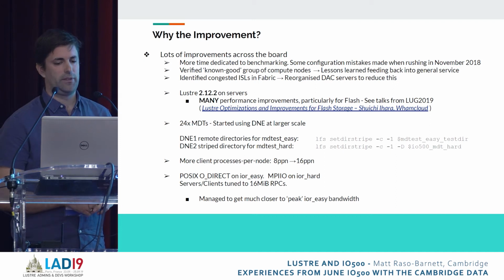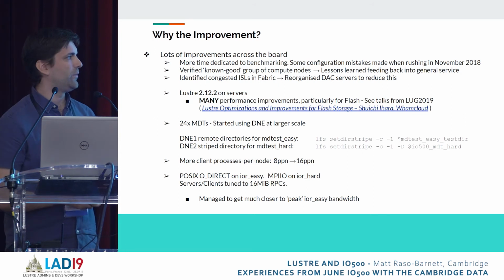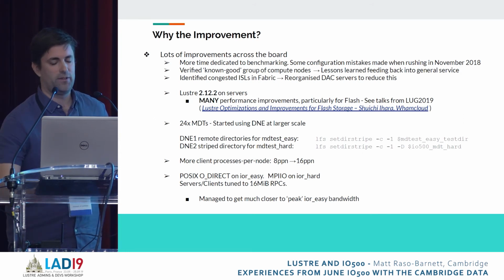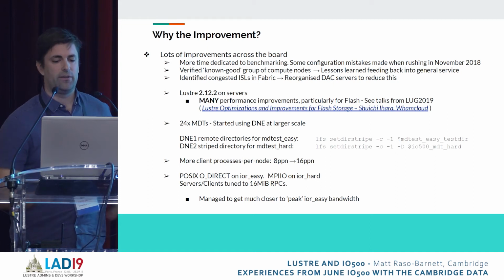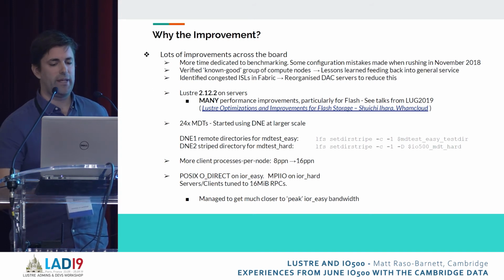Other obvious things were just using more client processes per node. That has a big impact. More client processes, with enough bandwidth and IOPS on the back end, is enough to improve things by itself. And then we're using POSIX O_DIRECT on IOR easy and MPIIO on IOR hard. Those had an improvement on the bandwidth scores, and we were getting much closer to our peak bandwidth with this.